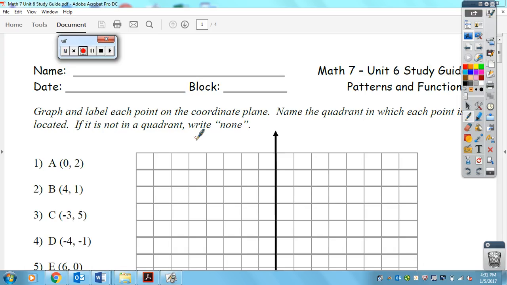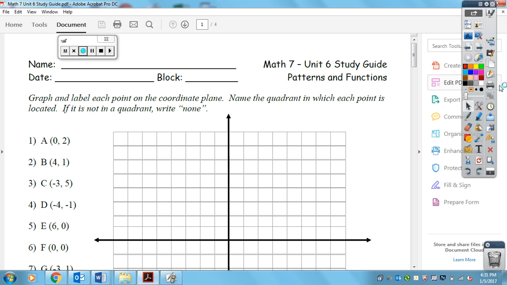This is the answers to the Math 7 Unit 6 study guide on coordinate plane functions, graphing on the coordinate plane, graphing linear equations. Question number 1 says to graph and label each point on the coordinate plane and name the quadrant in which each point is located. Take a look at this.